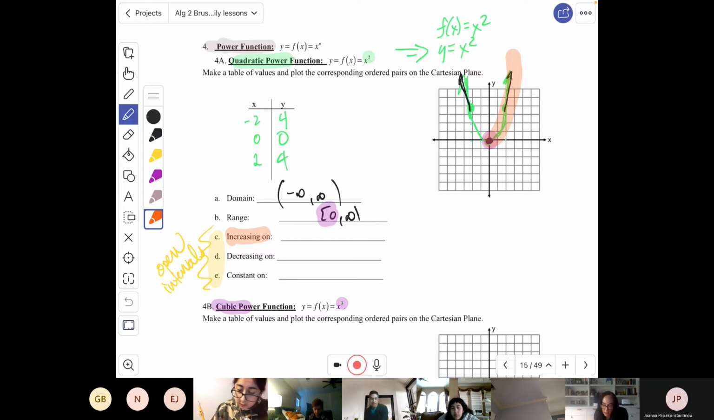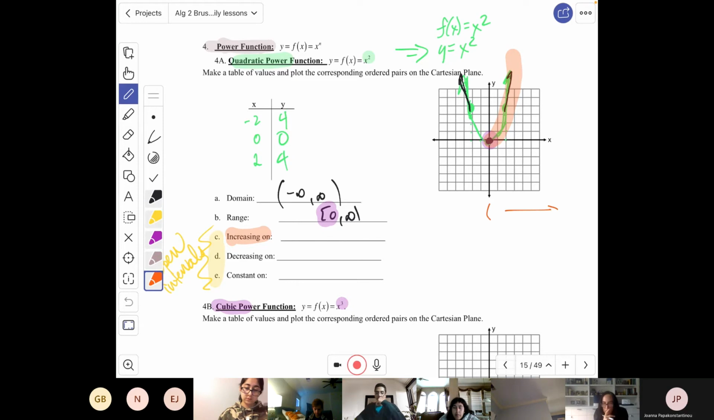So where is it increasing? How would I define that interval? It's from here, there, right? That's where it's increasing, isn't it? How would I define that interval? 0 to infinity. Beautiful, Ariana, beautiful.